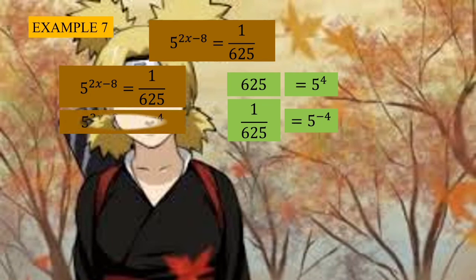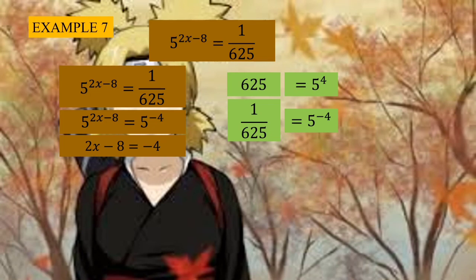So, 5 raised to the power of 2x minus 8 is equal to 5 raised to the power of negative 4. So, tandaan yan, class, ha? So, pag fraction siya, kailangan negative yung exponent mo. So, okay na yung base natin. Parehas na. So, kukunin na natin yung exponent. So, 2x minus 8 is equal to negative 4.